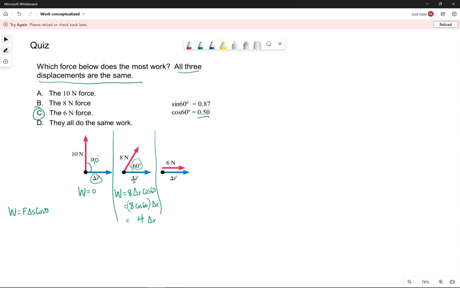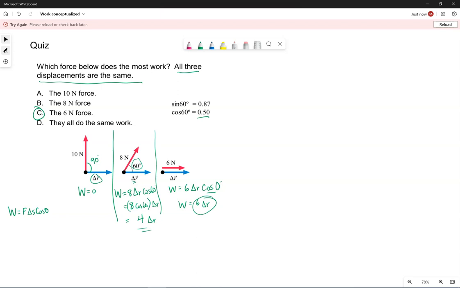So that doesn't give us an actual value, but when we compare that to the 6 Newton force, the force is 6. Delta R is the same. We don't know the value, but that's okay. The angle here is 0 degrees. This is just 1, so the work here would be 6 times whatever delta R is. So having the 6 is bigger than having the 4.